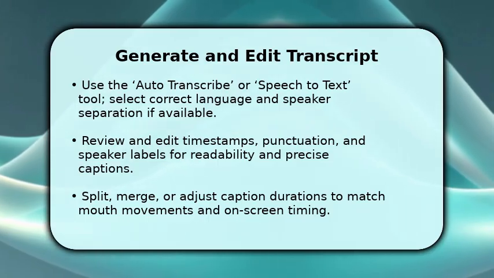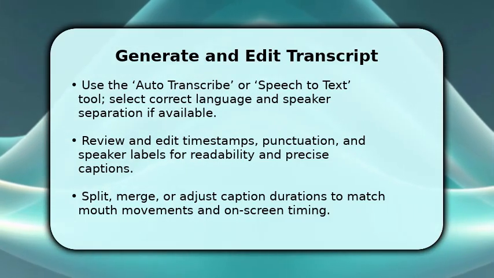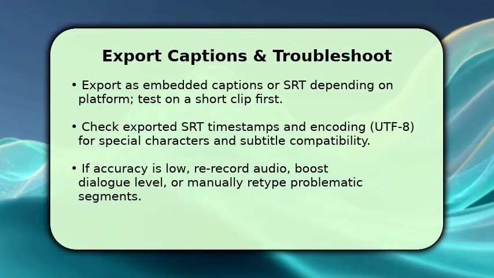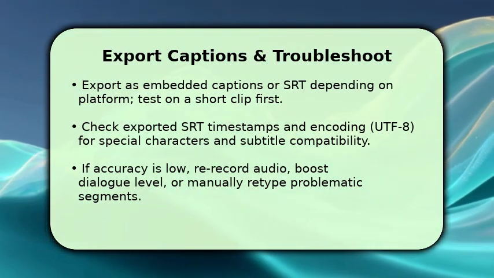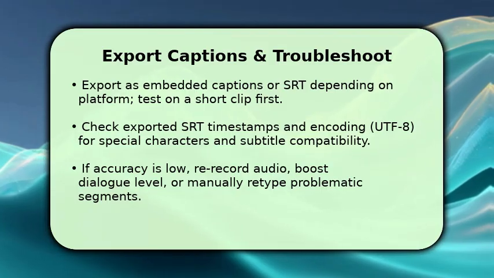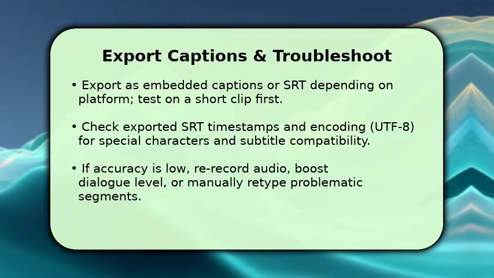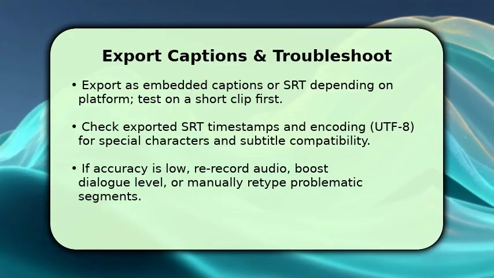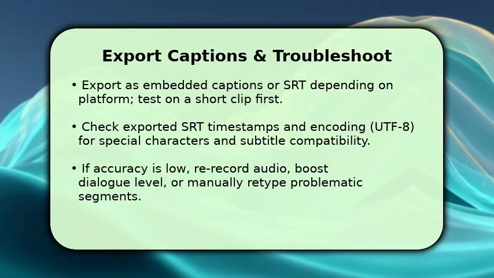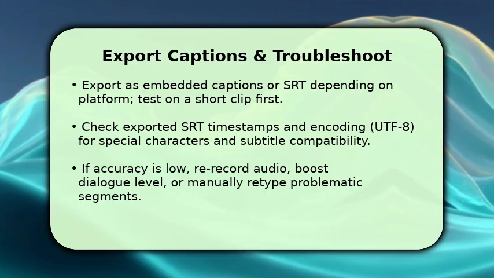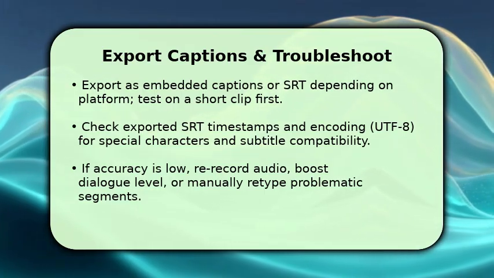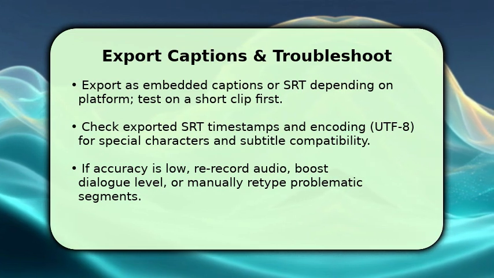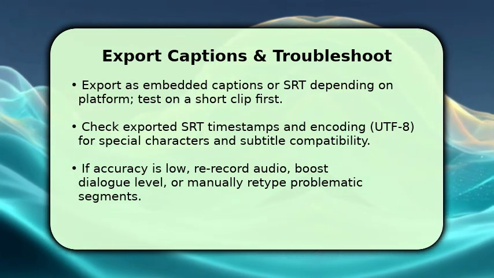You finish by choosing whether to burn captions into the video or export an SRT file for platforms that prefer separate subtitle files. Once exported, test the SRT on the target player to verify timestamps and UTF-8 encoding handle accents and symbols correctly. If the transcript accuracy is unsatisfactory, re-record or clean the audio, raise dialogue levels versus music, or manually correct the worst lines. This is faster than redoing everything.